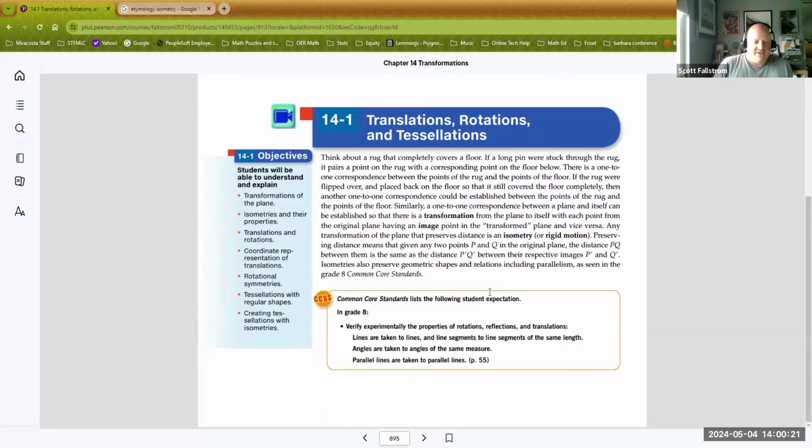We'll talk a little bit about Common Core pieces. So they talk about here Common Core lists verify experimentally the properties of rotations, reflections, and translations. Lines are taken to lines, segments to segments, angles to angles of the same measure, and parallel lines to parallel lines. Now, that is the Common Core for grade 8, but I will tell you that a lot of these pieces are integrated sooner. You'll see shapes being moved as early as the K through 5 grades. It's just where are you experimentally verifying the properties? That's when we get to grade 8.